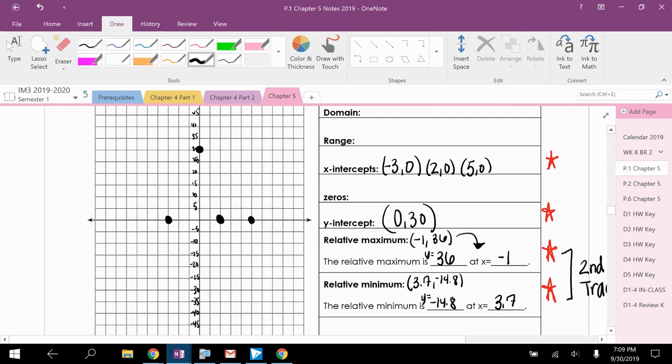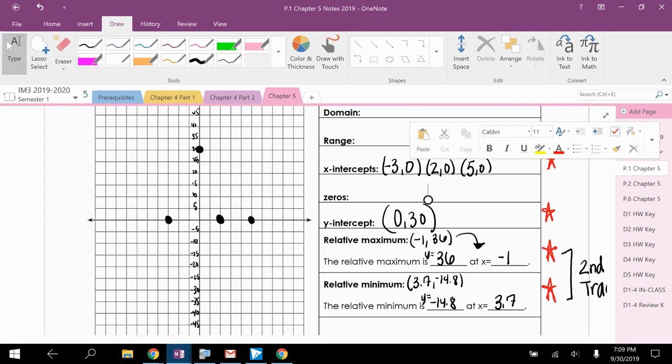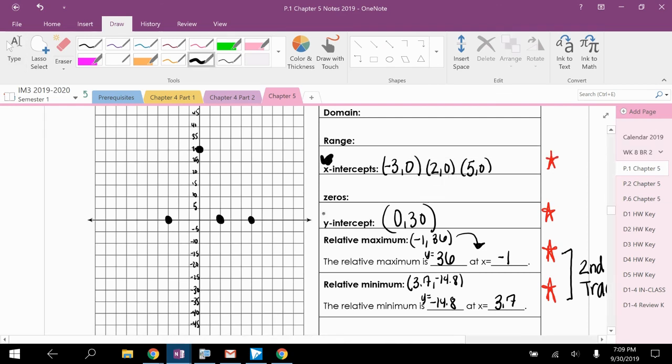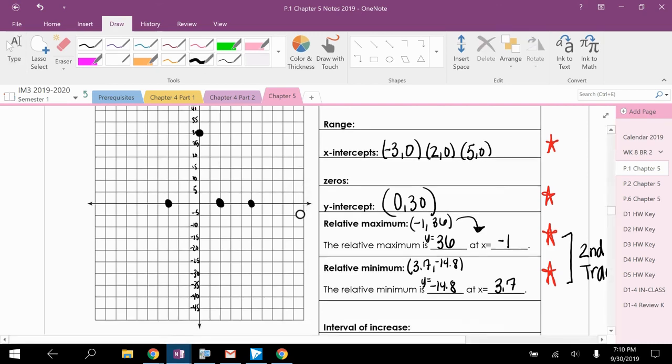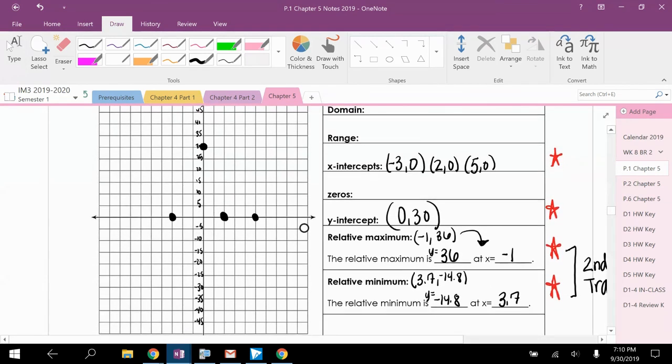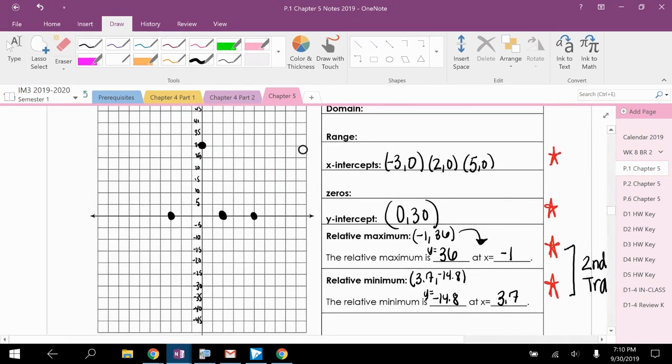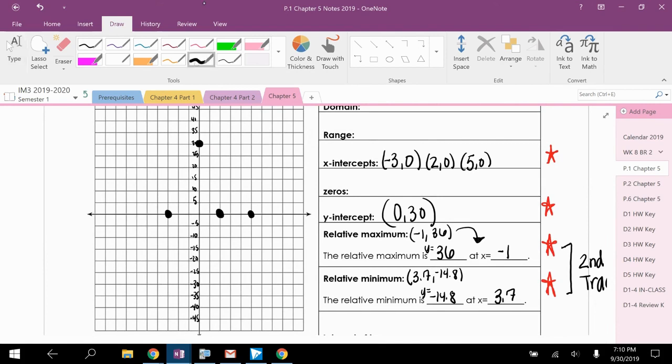Okay, so we did the x-intercepts. Okay, we did the y-intercept. So now we're going to move on to the relative max point. So at -1, 36. So let's go ahead and graph that. -1, up 36 would be somewhere around maybe right here.